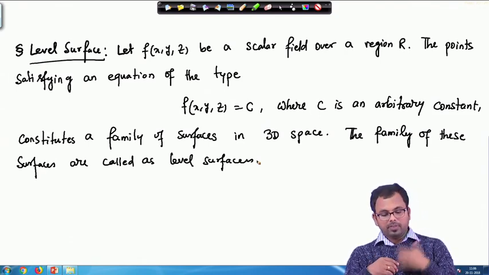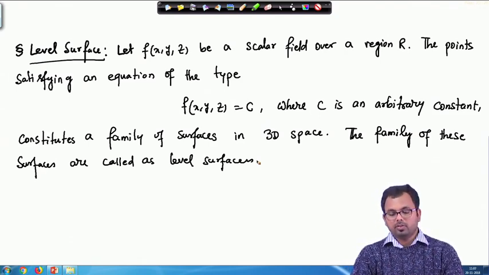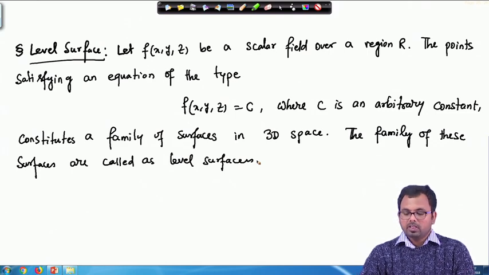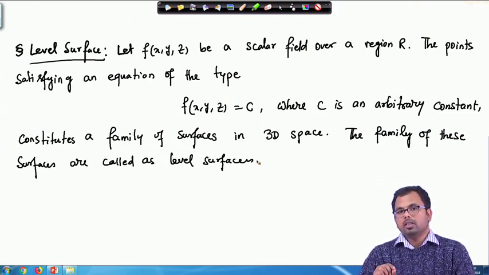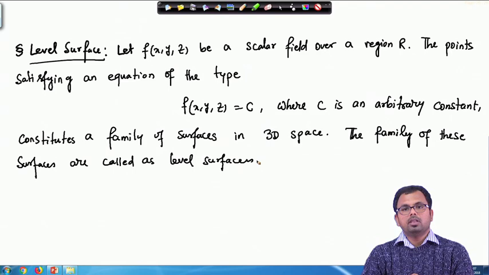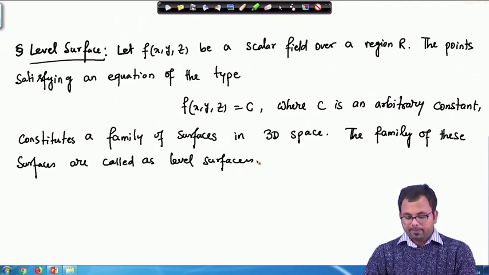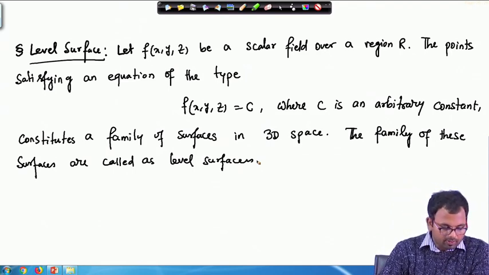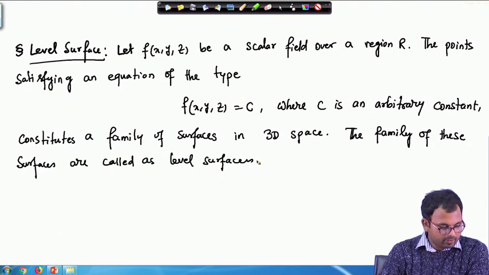And of course, this family of surfaces is in three-dimensional space. Because c is any arbitrary constant, we will get different types of surfaces, and that constitutes a family. So, that family is called the level surfaces, and that is our definition for the level surface.